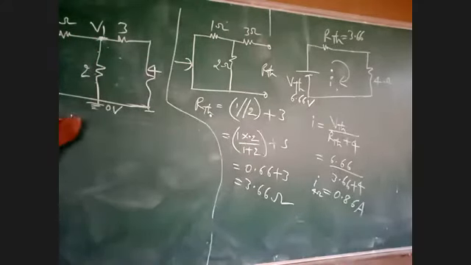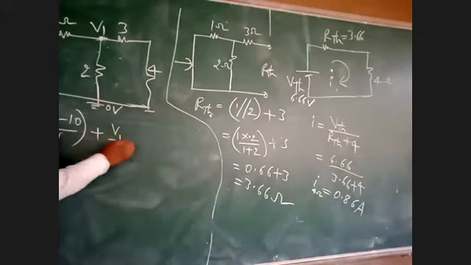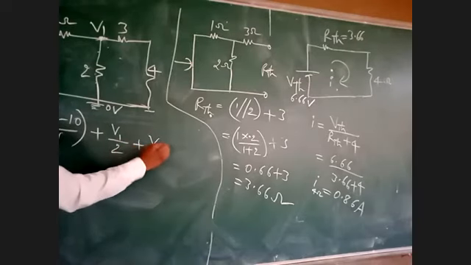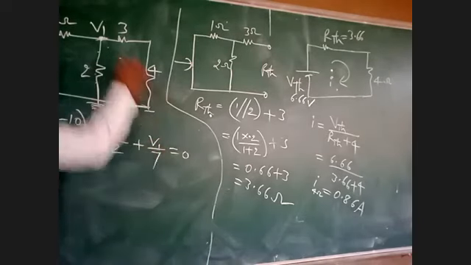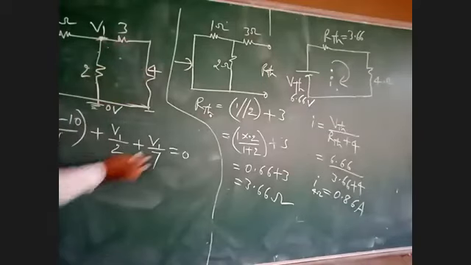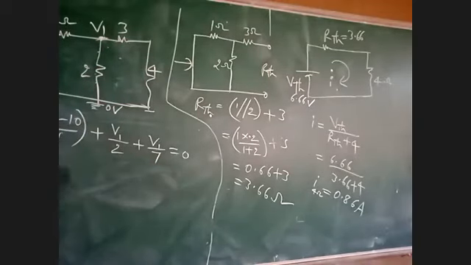Now (V1 minus 10) by 1 plus V1 by 2 plus V1 by 7. 3 plus 4 is 7, because 3 and 4 are in series. That is 7. Now tell me what is V1?